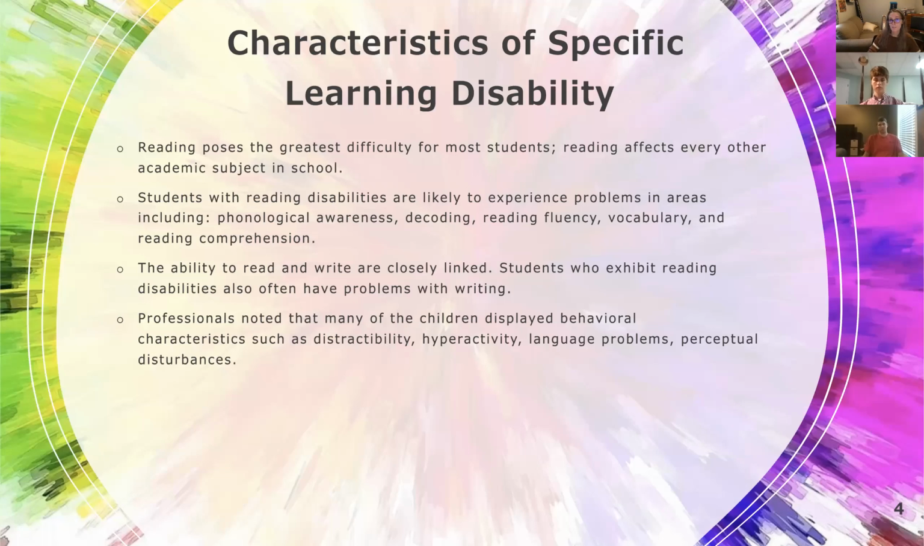Some of the characteristics of students with specific learning disability include reading. Reading is one of the greatest difficulties for most students. As we all know, reading affects every other academic subject in school. So if you can't read, then you typically struggle in math and science and history.